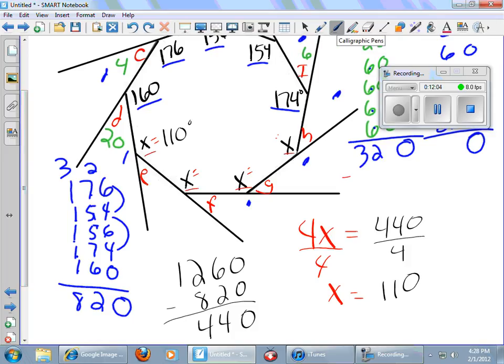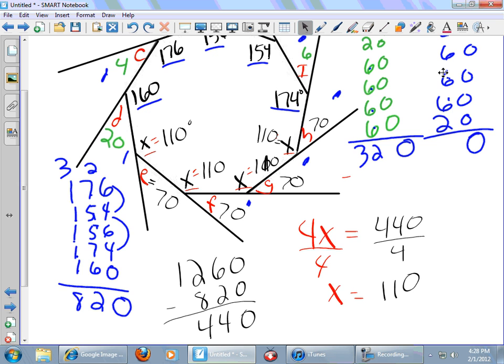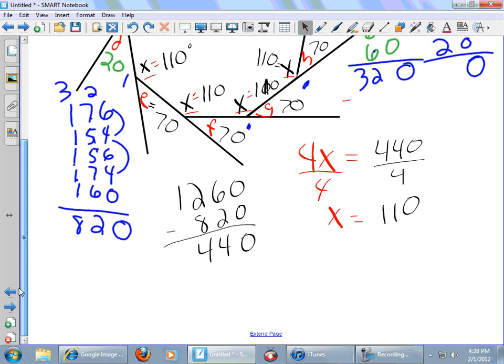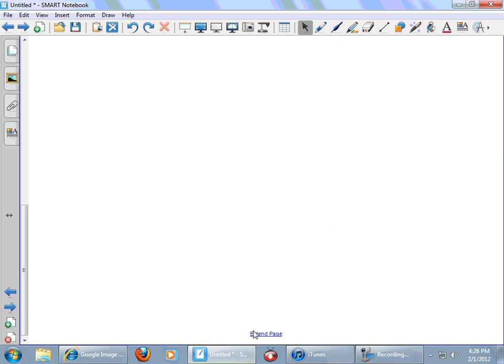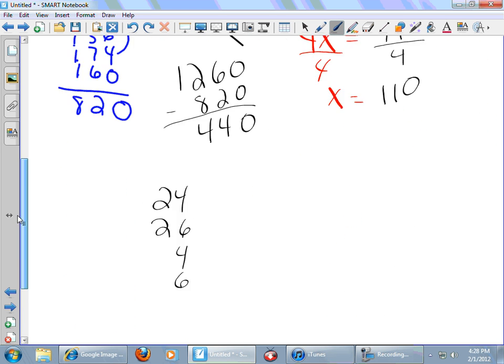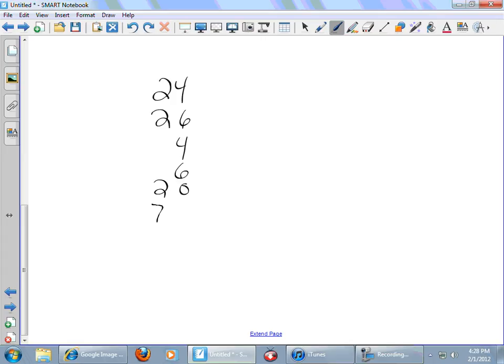So this is going to be 110, 110, 110. Excuse me. And then that means these aren't going to be 60 degrees. They're all going to be 70 degrees. I don't have them in green. I apologize for that. So let me try adding these up all again. All right, so I'm going to need a 24, a 26, a 4, a 6, and there's one more that I can't remember. I think it's a 20. Yeah, a 20. And then I'm going to need 4 70s.